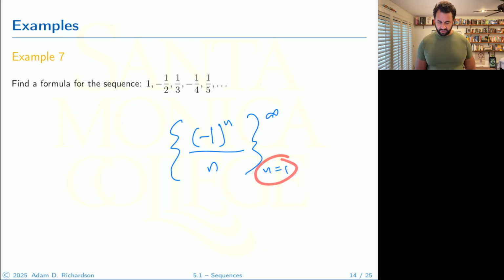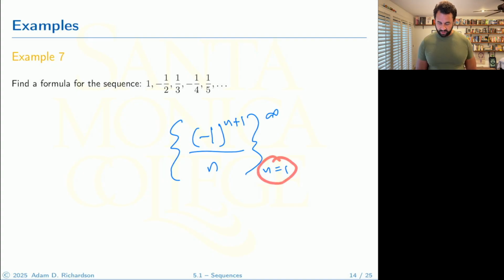Let me check the next one. What if n is 2? If n is 2, then we get a 2 down here. -1 squared is +1, so this would be +1/2. That's not right. But the good news is it looks like the size of the terms is correct, but we have the sign off. So what we need to do is change this exponent to one that's more accommodating. Maybe I'll just do a +1. There we go. Now everything should line up the way it's supposed to.